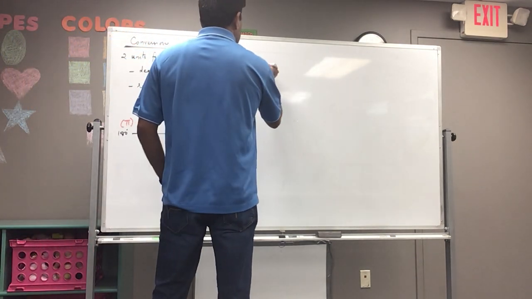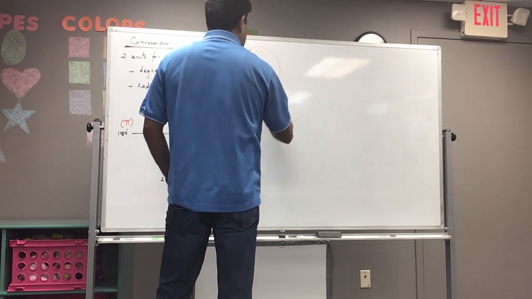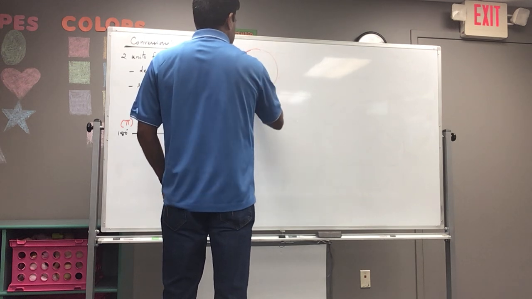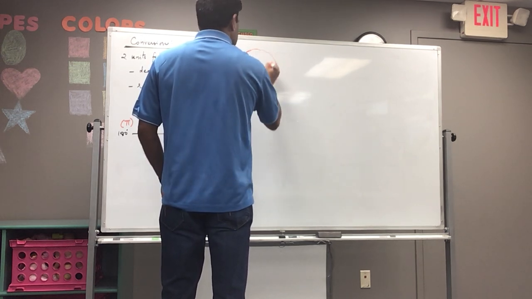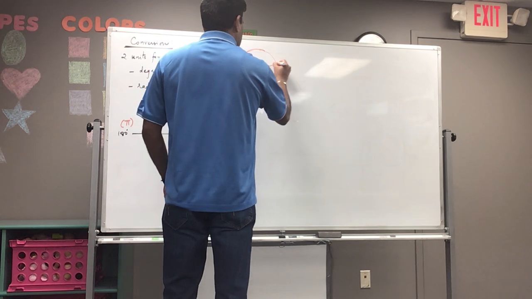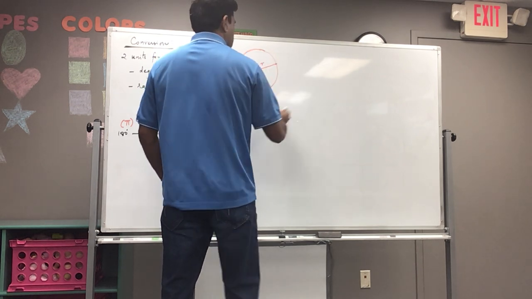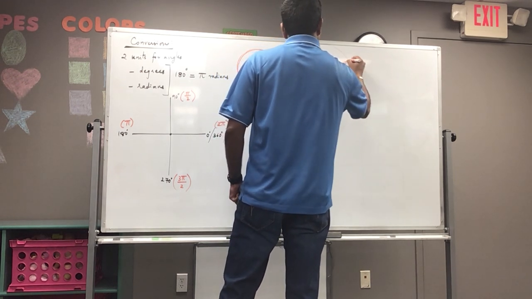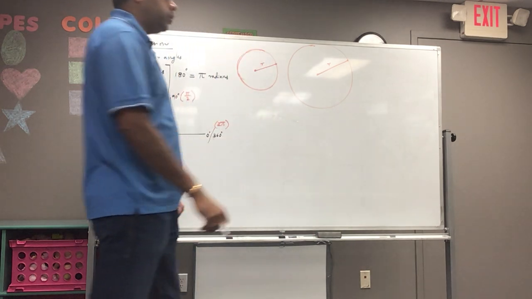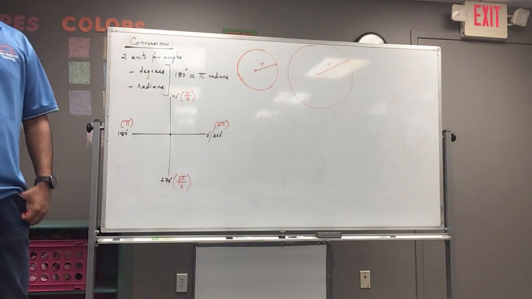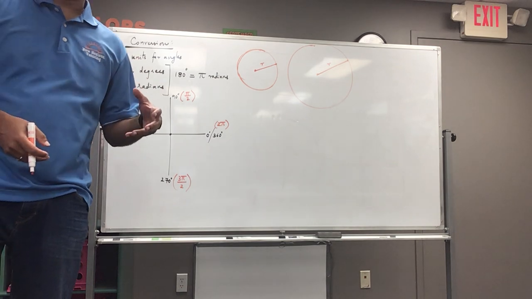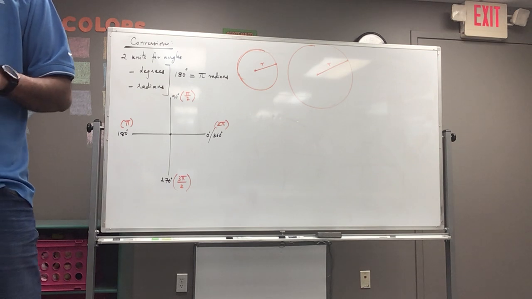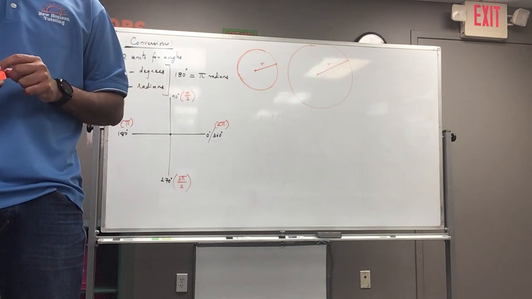Now, let's talk about, so we have two circles here. Okay? One has smaller radius, another has a larger radius. What is the common between these two circles?